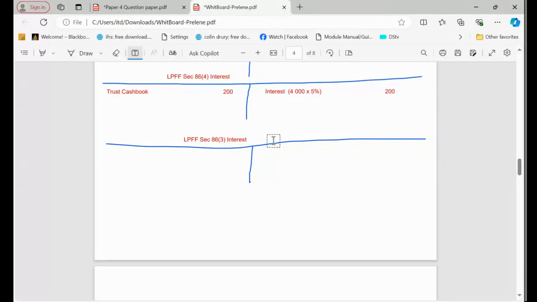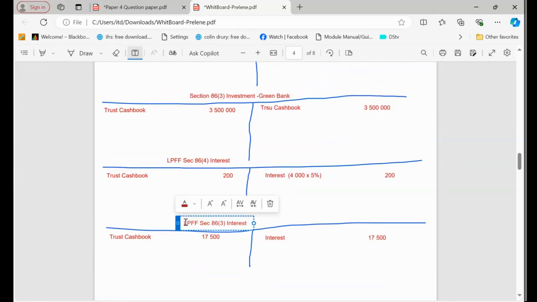And how much was it? The other one, the 17,000 something? 17,500. The whole amount goes to this fund. Okay. So you cannot apportion it between the two. So you just say the whole amount goes to these funds. And you must pay it directly from the trust cash book. I'm going to do this and pay it directly there.